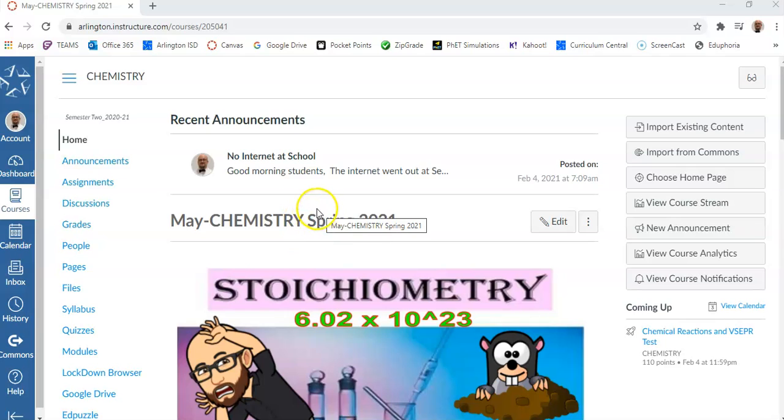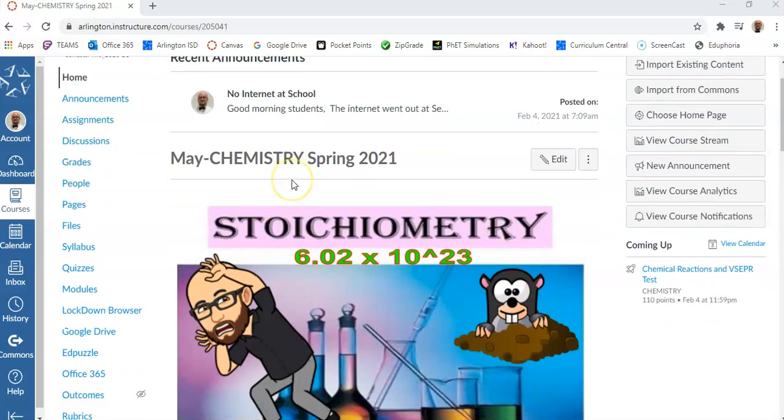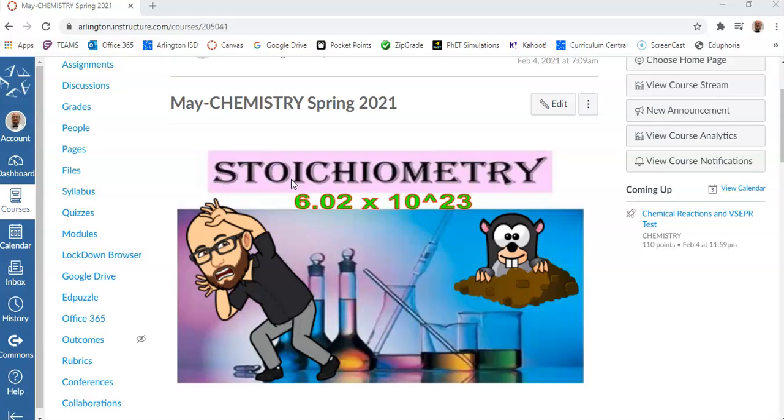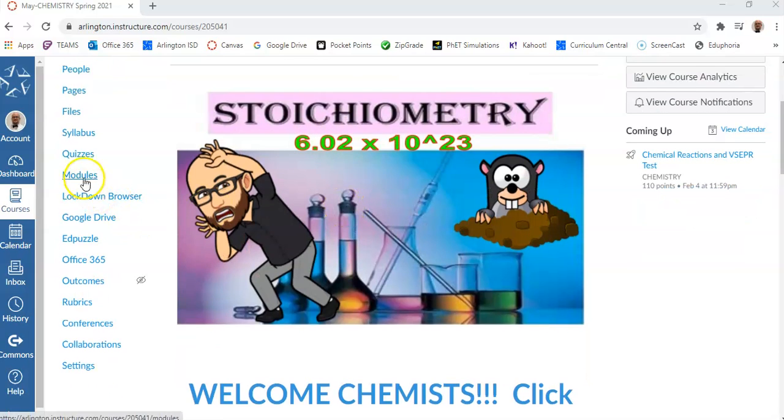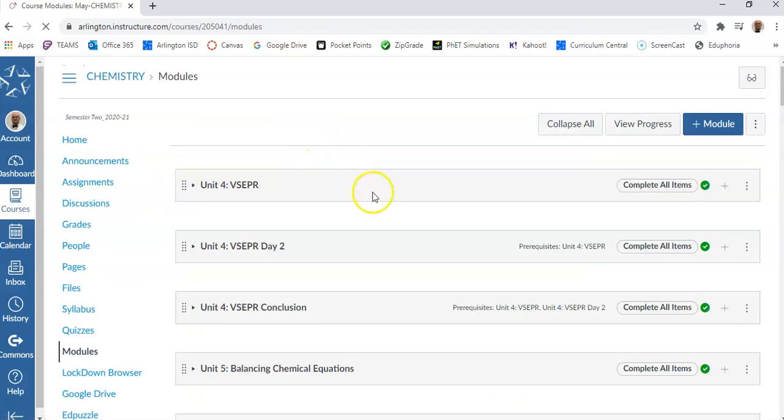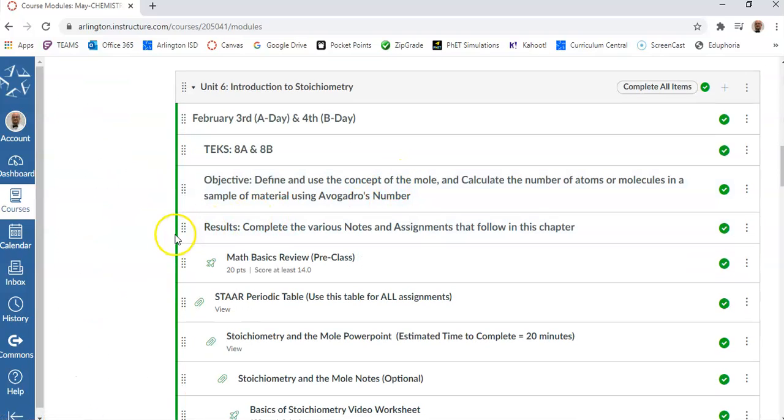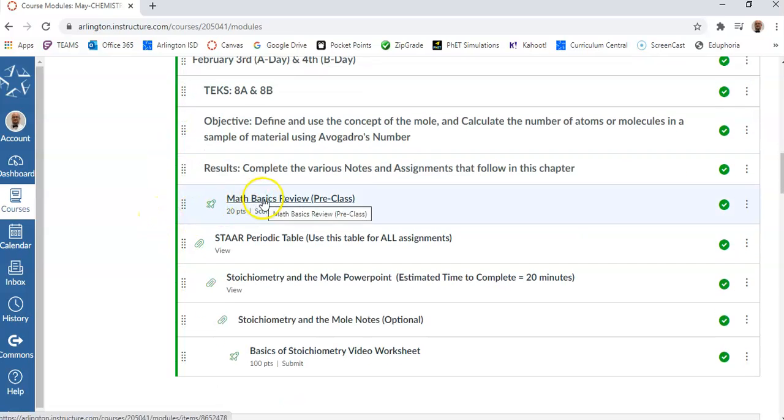If you've looked online, you'll see today's module, we are starting stoichiometry. So those of you that are at this point, you will be needing your calculator today. Let's take a look at it here. Go to modules and scroll down to today. And we have our dates, our standards, objectives, and results, and then a basic math review.